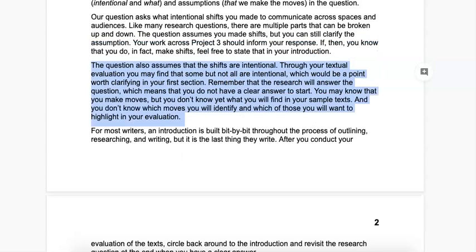The question also assumes that the shifts are intentional. Through your textual evaluation, you may find that some, but not all, are intentional, which should be a point worth clarifying in your first section. Remember that the research will answer the question, which means that you do not have to have a clear answer to start. You may know that you make moves, but you don't know yet what you will find in your sample text, and you don't know which moves you will identify and which of those you will want to highlight in your evaluation.